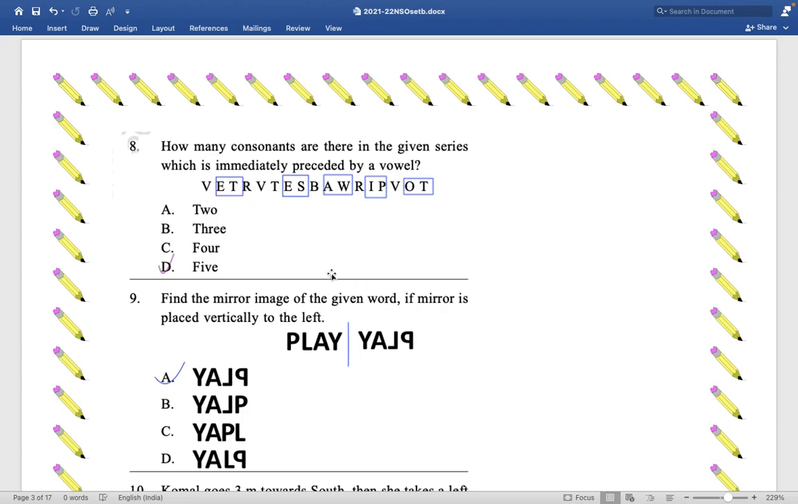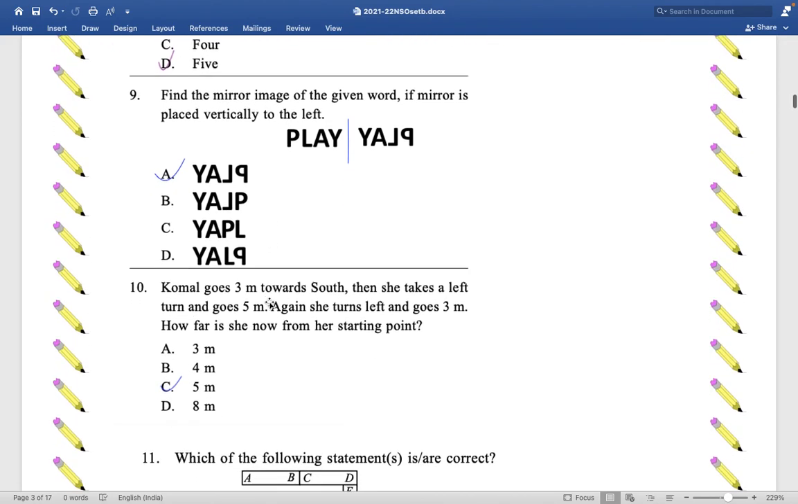In question 8, T is preceded by E, which is a vowel. S is also preceded by E, which is a vowel. And the same goes for W, P and T. So here we see that 5 consonants are immediately preceded by a vowel. So D is the answer here.